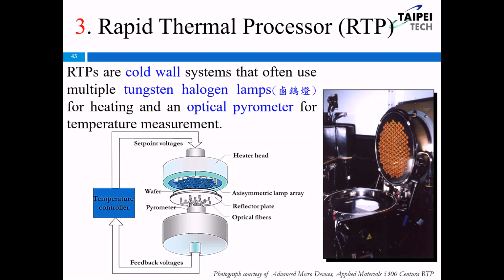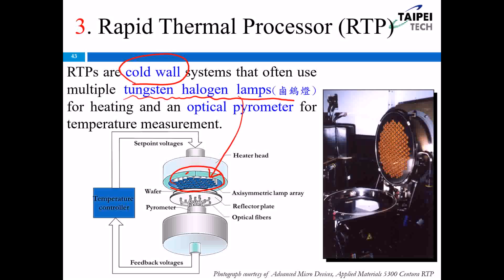this slide we are going to talk about RTP system, and here unlike furnace, it's the cold wall system. So the most important difference between RTP and a furnace, for the furnace, it's the hot wall system. Why? Because for the RTP system, they use the tungsten halogen lamps. And where is the tungsten halogen lamp? Here is the tungsten halogen lamps.